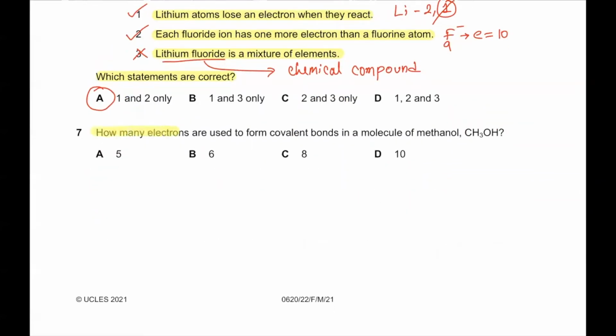Question number 7. How many electrons are used to form covalent bonds in a molecule of methanol? In a molecule of methanol, the carbon is bonded with hydrogen by single covalent bonds, and then it's bonded with oxygen, and the oxygen is bonded with hydrogen. So we can see 1, 2, 3, 4, and 5. Since there are 5 covalent bonds, each covalent bond involves a dot and cross, meaning 2 electrons. So 5 times 2 is 10. So D will be the correct answer.